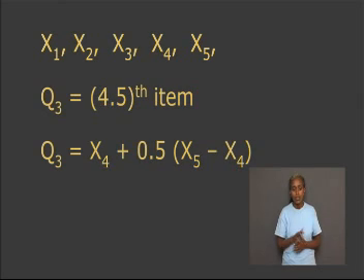To find the third quartile for a sample size of 5, we can use this formula: x4 plus 0.5 times (x5 minus x4). x4 is the fourth number in the set, and x5 is the fifth number.